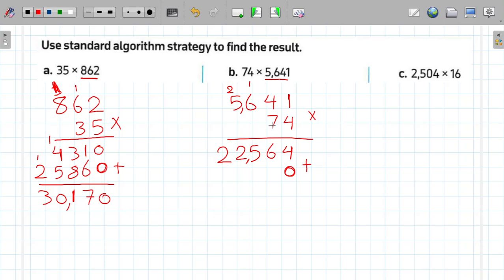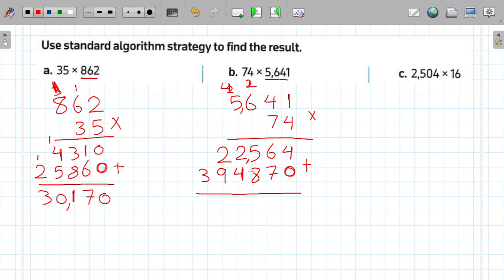So I have 7 times all of these numbers. Okay, so I have 7 times 1 equals 7. 7 times 4 equals 28. So I will write 8 and carry up 2. 7 times 6 equals 42. And 42 plus 2 equals 44. So I will write 4 and carry up 4. 7 times 5 equals 35. 35 plus 4 equals 39. So I have 9 and 3.